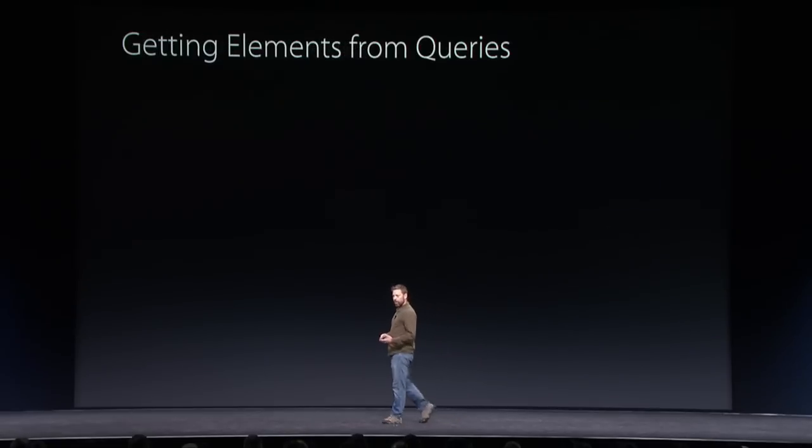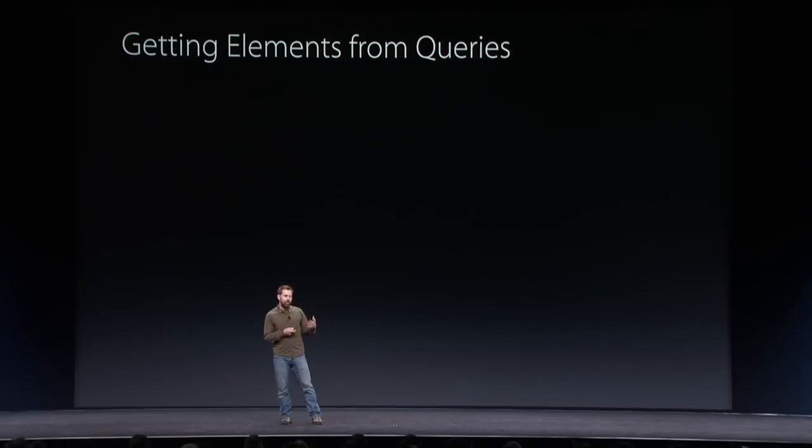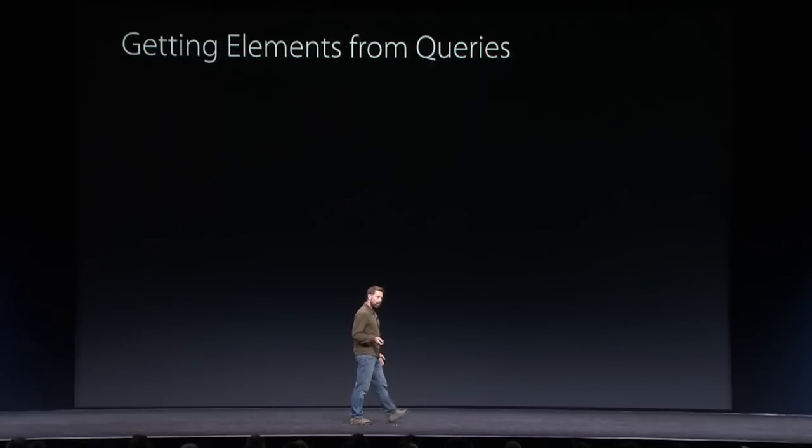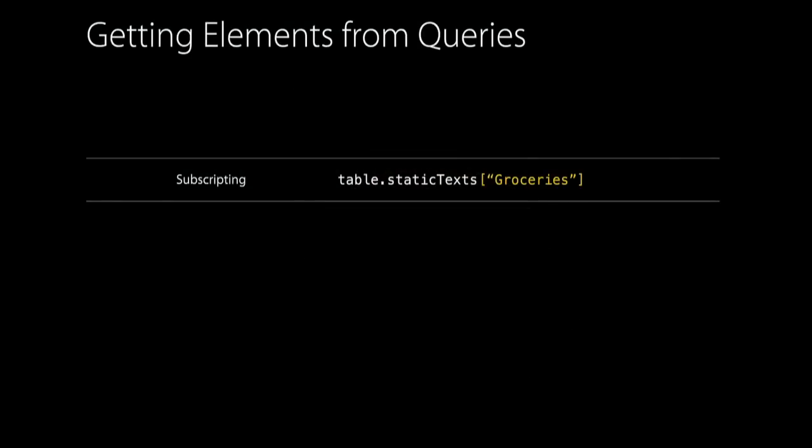So queries are sometimes an end unto themselves. You want to get the count of a query and maybe assert that you have the right number of items in there. But often our goal of a query is to find an element, because all of our elements are backed by a query. So to get an element from a query, we provide several different choices.